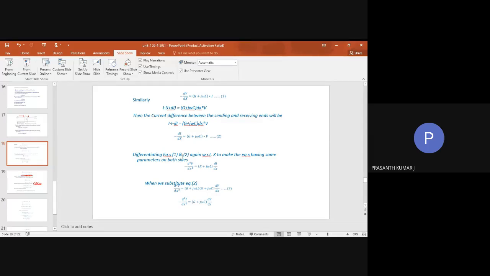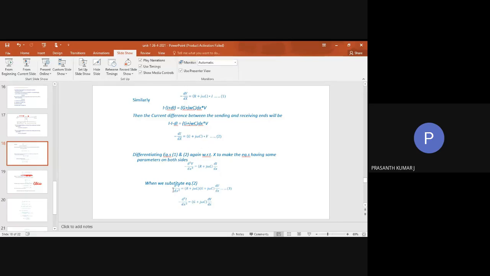Now taking differentiation of equation 1, minus d square V by dx square equal to (R plus j omega L) into dI by dx. We know what dI by dx is. Substituting this value here, we get d square V by dx square equal to (R plus j omega L) into (G plus j omega C) into V.